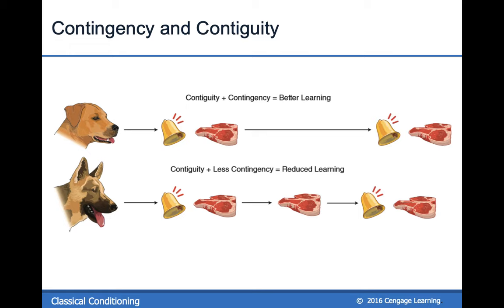Now, the contingency and contiguity of the learning can alter how quickly and how successfully durable that learning can be. So if you pair the bell or the metronome every single time you give the food, learning is going to happen very rapidly. But if you have contiguity but less contingency, you're going to reduce learning. It's going to take longer for them to learn. So maybe every other time you present the food, you present the bell. It's going to take longer for that dog to learn that pairing if you only do it every once in a while.